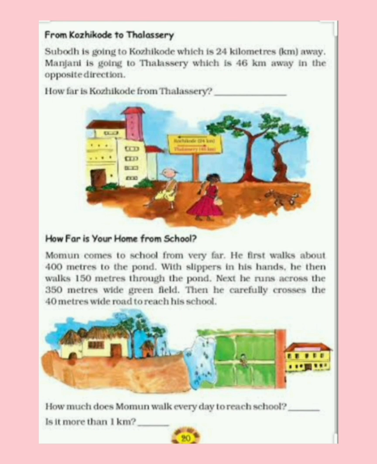Dear students, he is Subodh. He is going to Kozhikode, which is 24 kilometers away. She is Manjani. She is going to Thalassery, which is 46 kilometers away in the opposite direction. But they are standing in the same place. Now we will find out how far Kozhikode is from Thalassery. Okay. Now we add 24 kilometers and 46 kilometers. The answer is 70 kilometers.